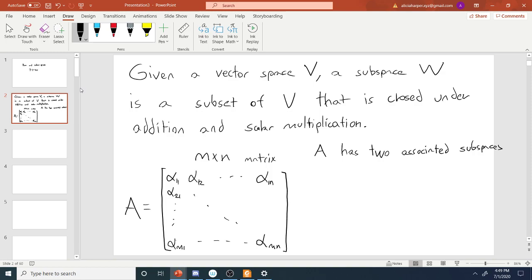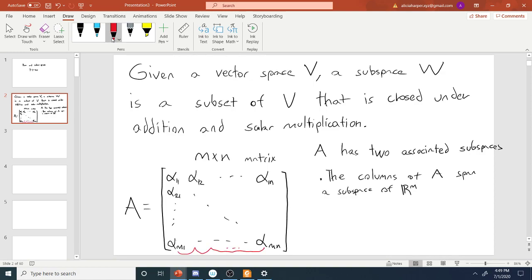And one is the columns of A span a subspace of Rm. So basically what I can do is I can look at all the columns here. And I can take their span, and each of these columns individually is a vector with m components. So their span is going to determine a subspace of Rm.